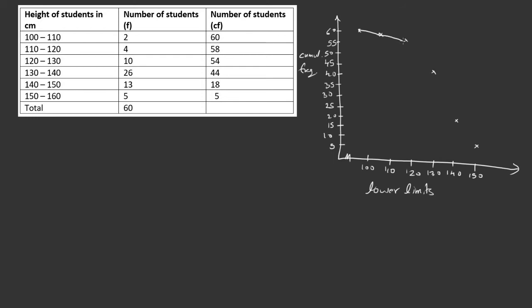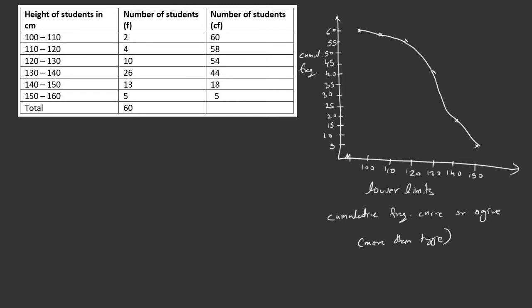Now, join the points by hand to get a smooth curve. This curve is called cumulative frequency curve or ogive of more than type.